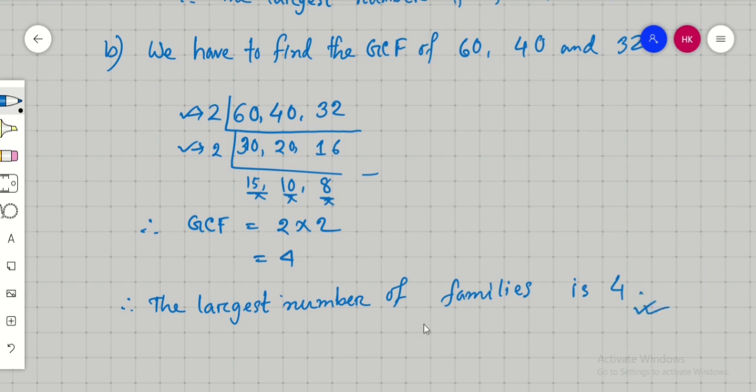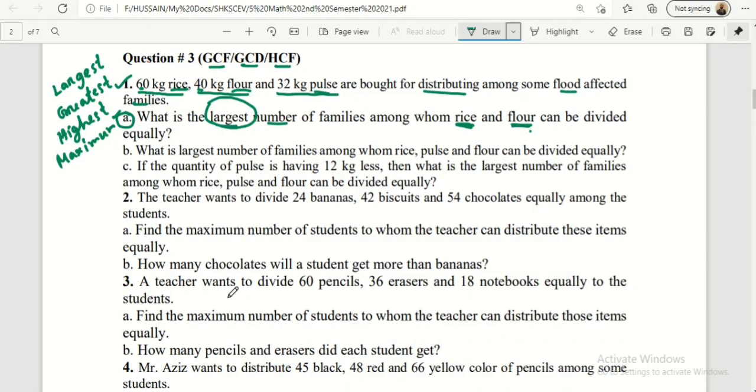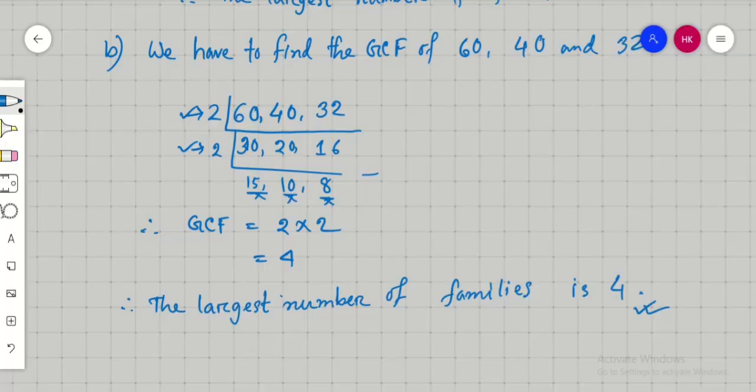I hope you understand. Now we move on to our next question. Question number C. On the screen you can see question number C. If the quantity of pulse is having 12 kg less, then what is the largest number of families among whom rice, pulse and flour can be divided equally? That means in the question the amount of pulse is 32 kg, but in number C it is said if the amount of pulse is 12 kg less, that means not 32 kg but 12 kg less than 32 kg.